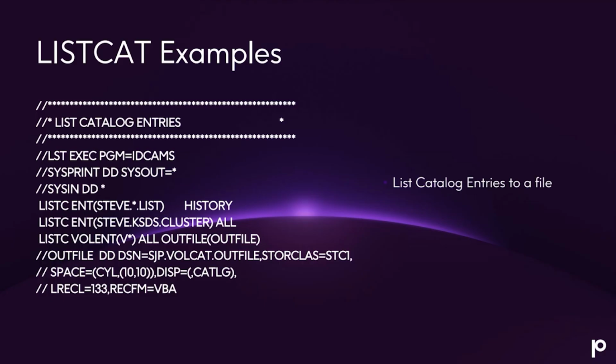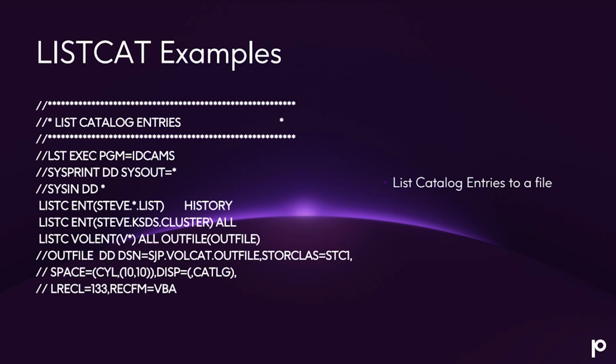I can specify an asterisk for a single qualifier, but I can't do much else. When we talk about delete, we can do a lot more masking, but listcat is kind of an old command. If I really want to do more sophisticated masking, I can run a program that uses the catalog search interface to do more sophisticated data set name masking.